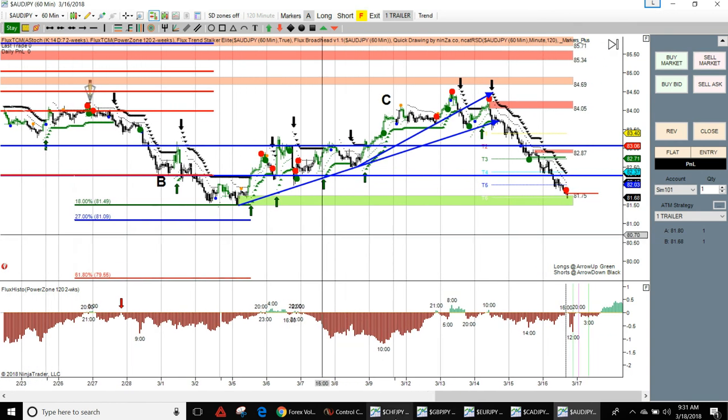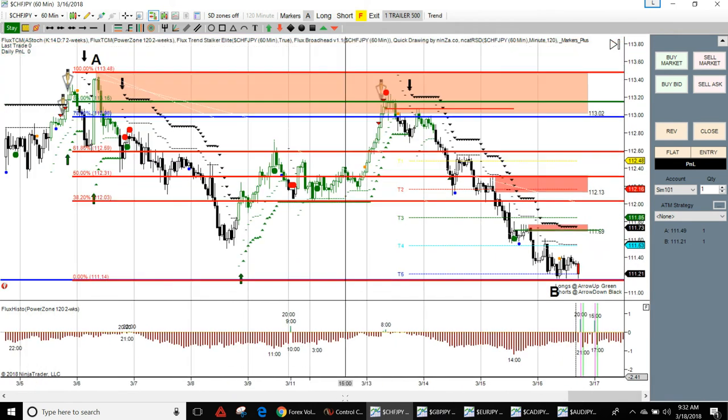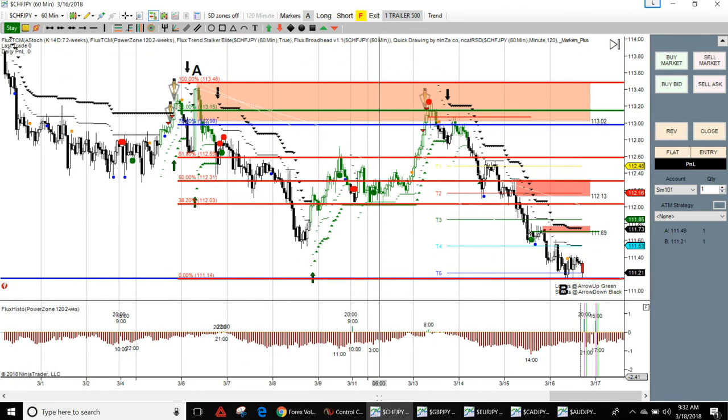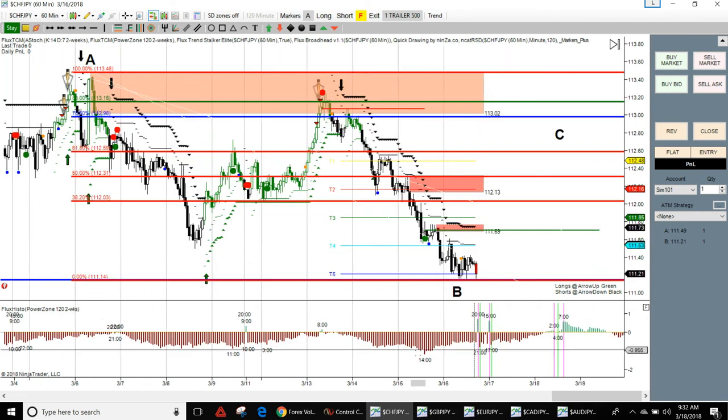All right, next up is going to be a Swiss JPY, which has hit the extension swing already in place, but it hit the target of 111.14. All right, so that is the Swiss JPY.